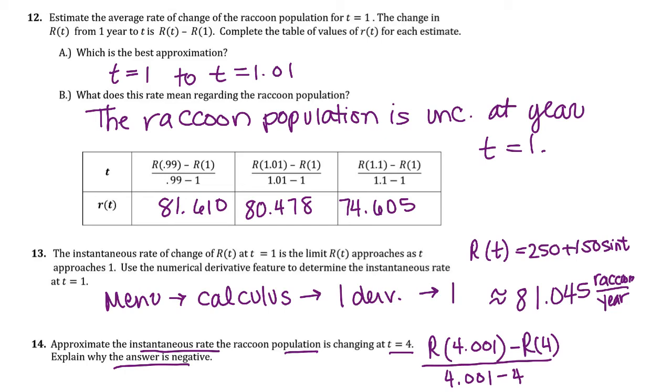Okay, so that's going to give us about negative 98.364. And that is raccoons per year. And so to interpret this, that means that the population is decreasing.